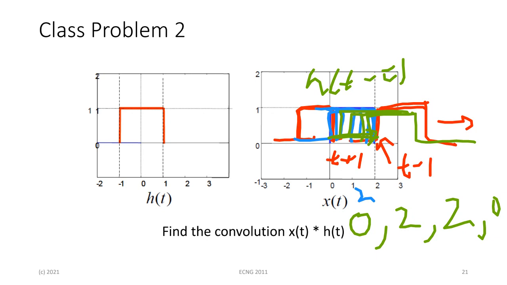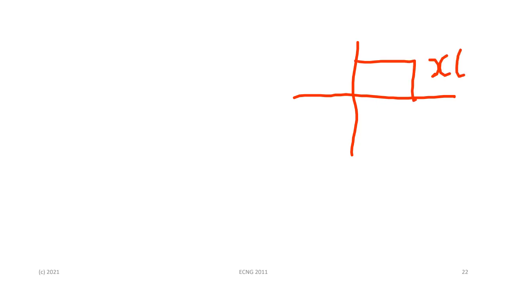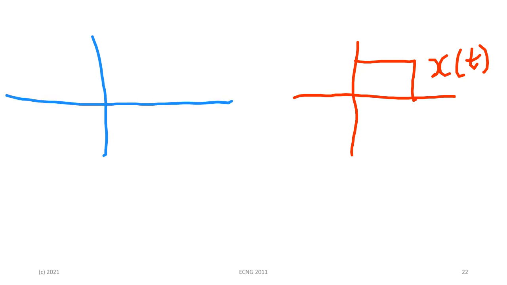The next bit of fun that we have is when the pulses are not equal. So let's have a case like this. So this is X, and this is H. X is going from 0 to 1, just for argument's sake. H is going from 0 to 2.